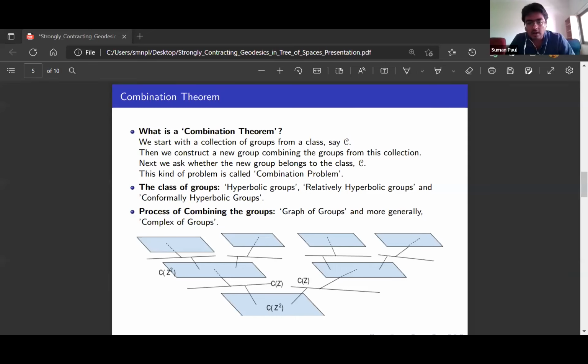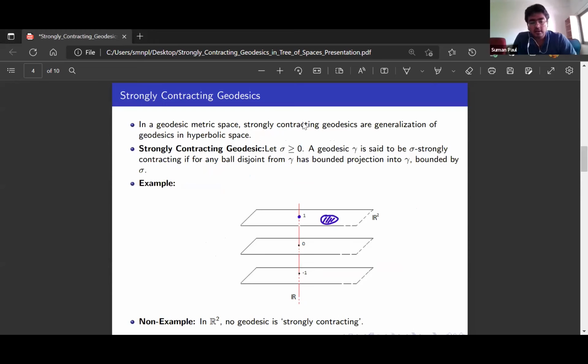Sorry about the glitch. Yeah, you can share the screen again. Yeah, maybe the last slide, the last part. Can you repeat again? Right. I was talking about the example and non-example, and then the motivation behind it. The motivation part was not very clear.